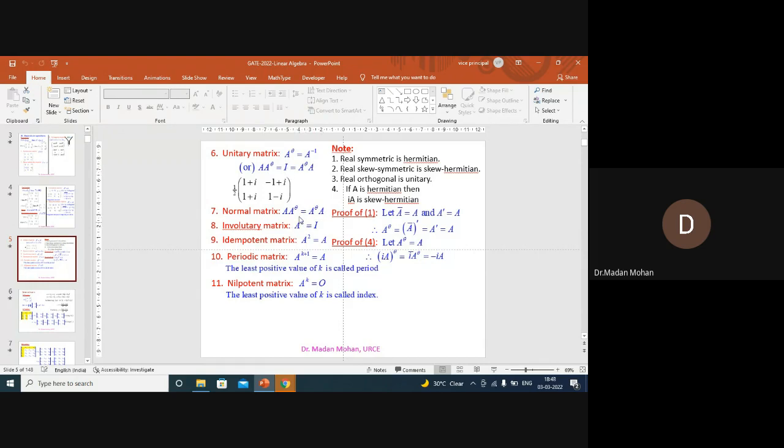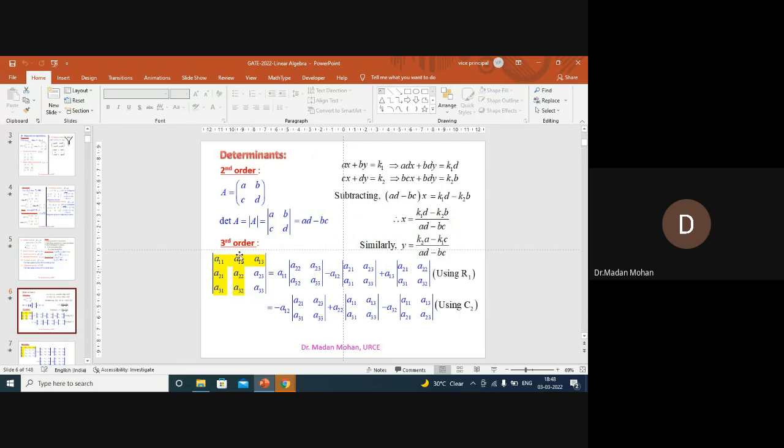A square equal to I, then A is called involutory matrix. A square equal to A, A into A is A, idempotent matrix. A power k plus 1 equal A, then A is called periodic matrix, with the least positive value of k called period. A power k equal to 0, the least positive value of k is called index. Here A is called nilpotent matrix. Every real symmetric is Hermitian, real skew symmetric is skew Hermitian, real orthogonal is unitary. If A is Hermitian, then iA is skew Hermitian.